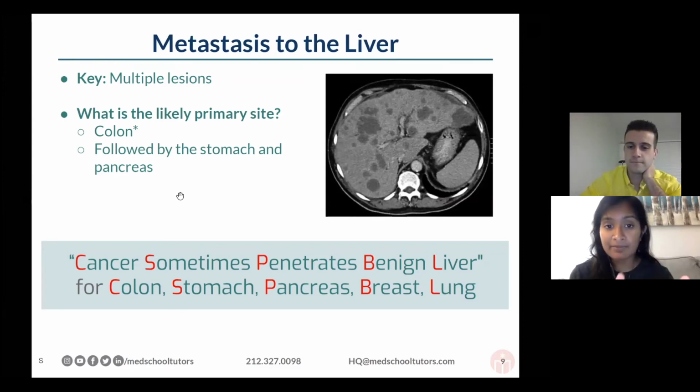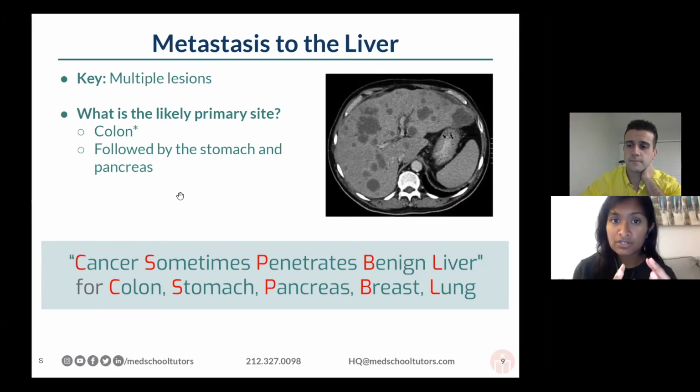And so there are a number of other ones. This is one of those First Aid mnemonics. Cancer sometimes penetrates benign liver. Number one should always be colon. Colon is number one that you should think about. And then stomach, pancreas, breast, lung are far less common, but definitely important to think about. But again, this is not a primary liver malignancy, and that's the key. If you see HCC, it will normally come as a single lesion within a cirrhotic liver most commonly.